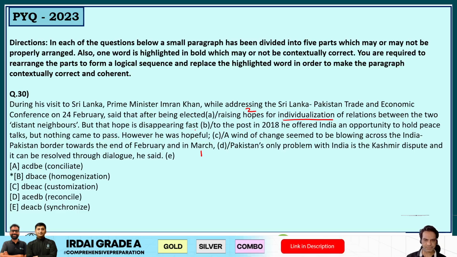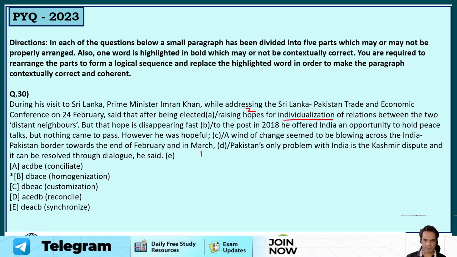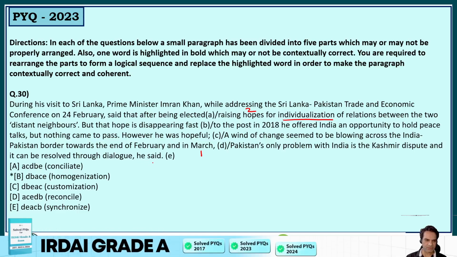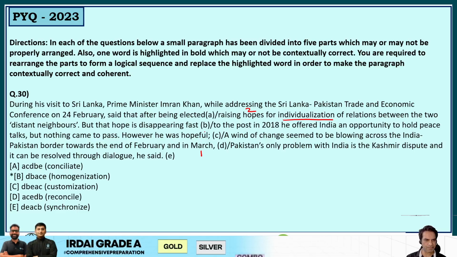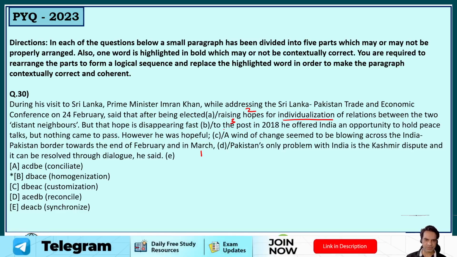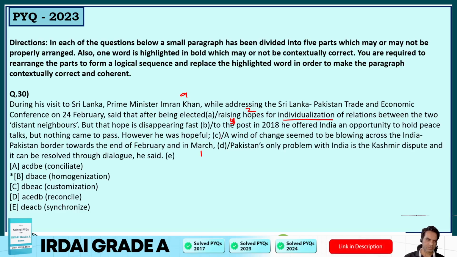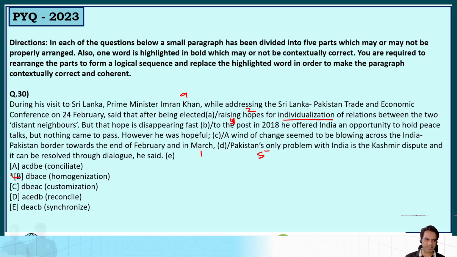Then it should be, yes guys, then it should be E. Pakistan's only problem with India is the Kashmir dispute, as it can be resolved through dialogue, he said. So DBA. No, I think it should be C before that. So elected to the post, yes. So that should be third. Then it should be C, right? DBA and then C. So DBAC and the last is E. So yes, option B is your correct answer, guys.